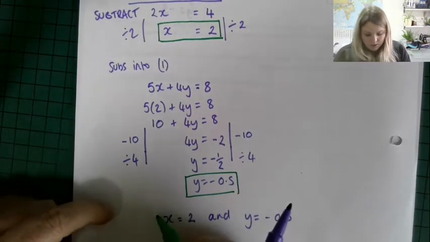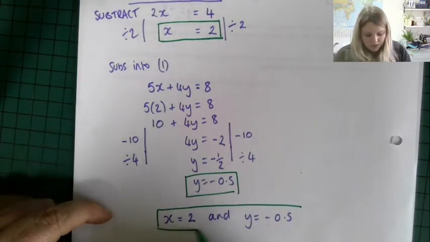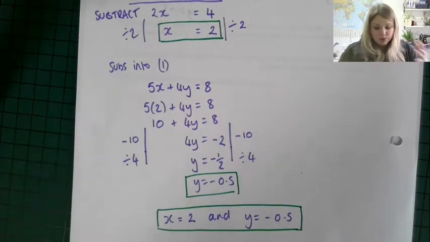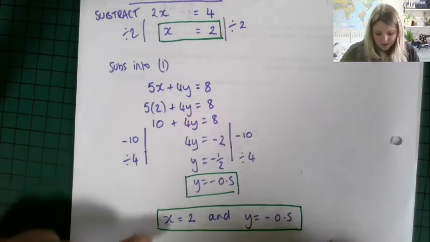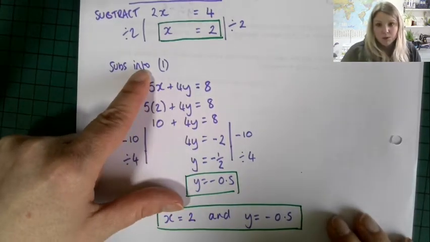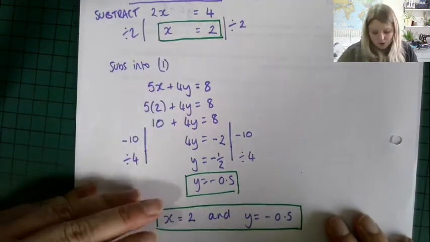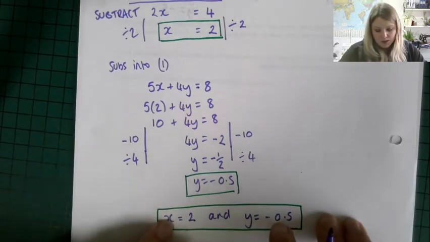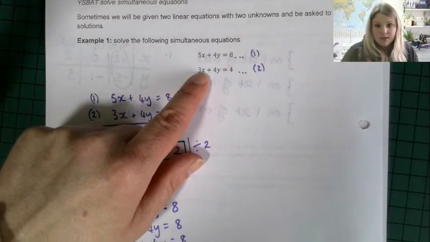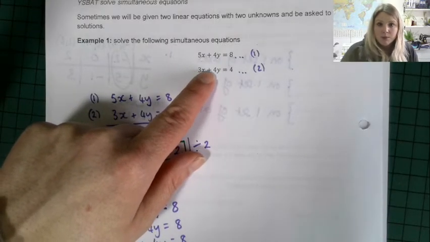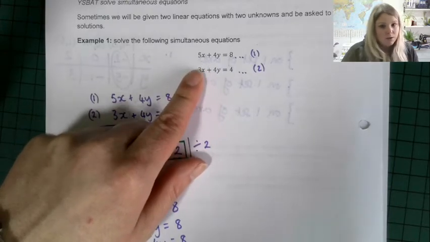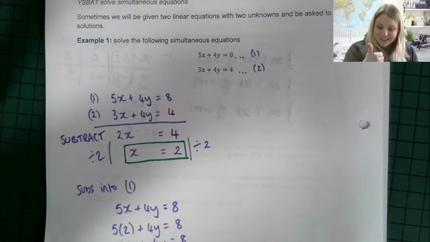Now, what we should do then is check by substituting into the other equation. I'm not going to write it out, but I'm going to do it like in my head. So see the way we found y by substituting into 1? Let's have a look at equation 2 and see if putting x equals 2 and y is minus 0.5 into this equation works. So 3x, 3 times 2 is 6, plus 4 multiplied by minus a half. 4 multiplied by minus a half is minus 2. 6 take away 2 gives me 4. Happy days, it works.